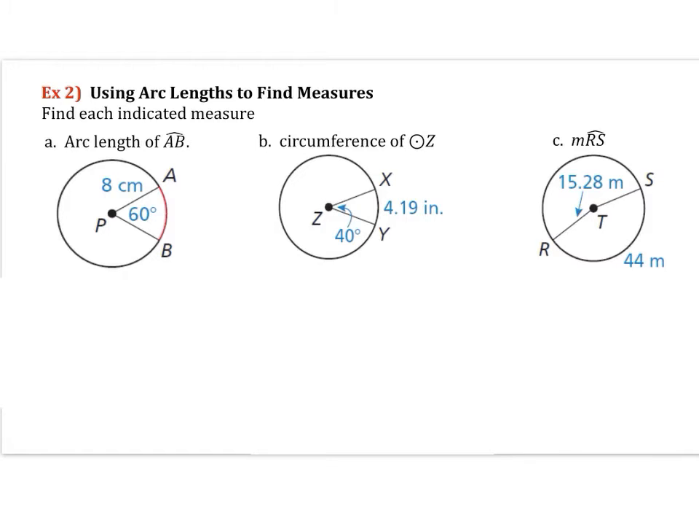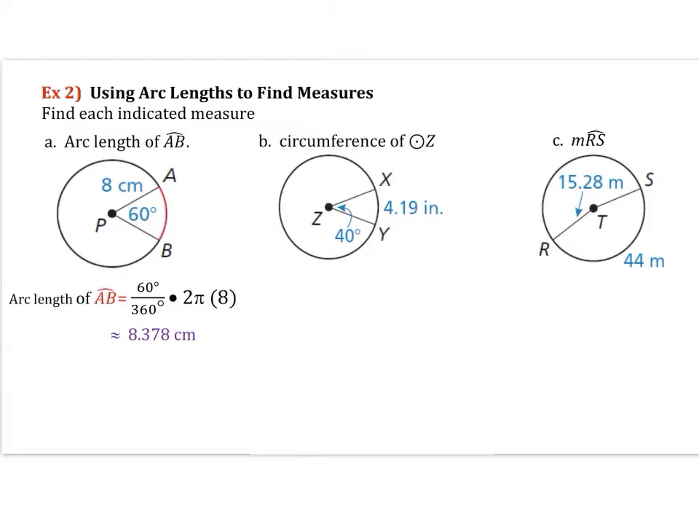All right, let's check out these three examples. For the first one, we want to find the arc length of AB. So let's first set up our equation. So we'll use the arc length of AB equals 60, which is the measure of arc AB, divided by the whole measure, which is 360, times circumference, which is 2 pi r. In place of r, we'll put 8. We work that all out to be approximately 8.378 centimeters.